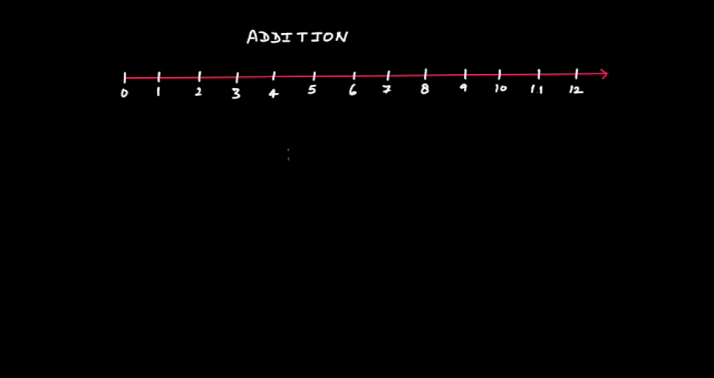Now suppose someone asks you to perform 4 plus 3. Arithmetically you know 4 plus 3 is equal to 7, but how will we do it using the number line? Now you know that 4 plus 3 is similar to 3 plus 4. I'm going to show you the two ways. Either start from 4 or start from 3, you are going to get the same result.